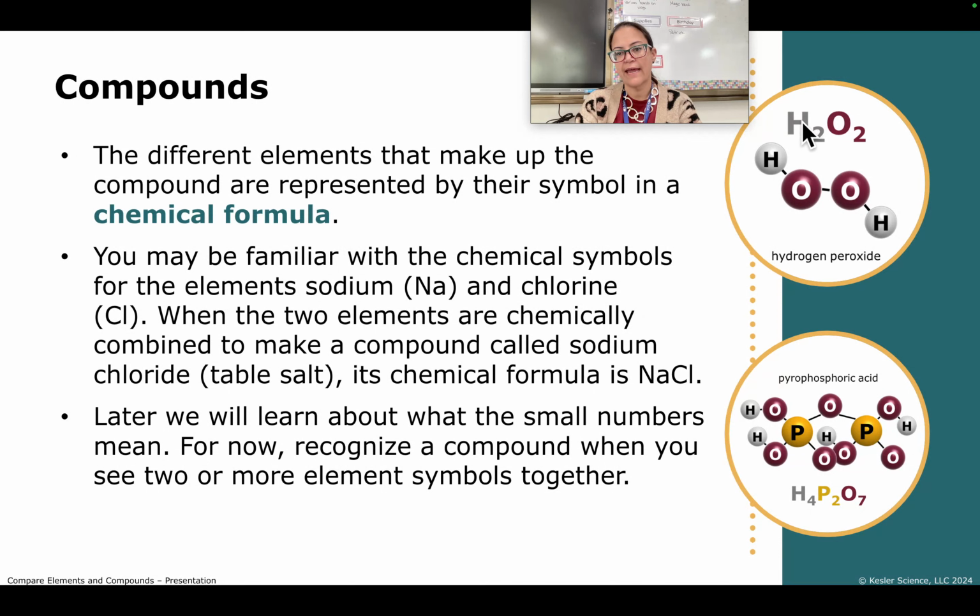So here we have H2O2. That is one chemical formula, and this is what the model looks like. This one is H4P2O7. That is just a bunch of different atoms put together into this compound, which is called pyrophosphoric acid. I knew that.